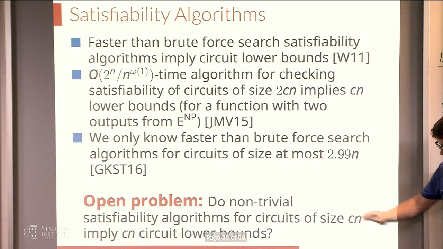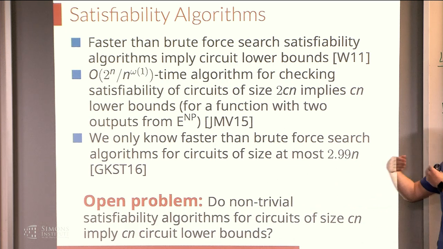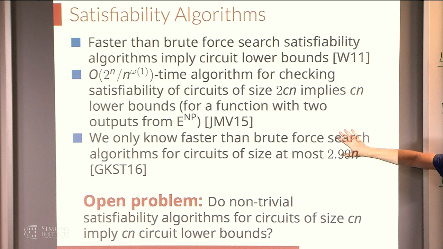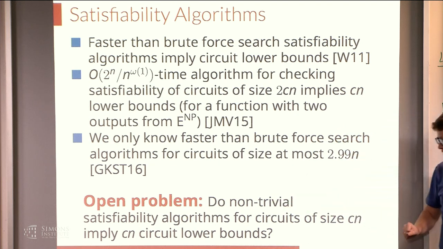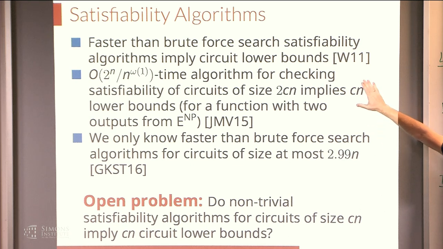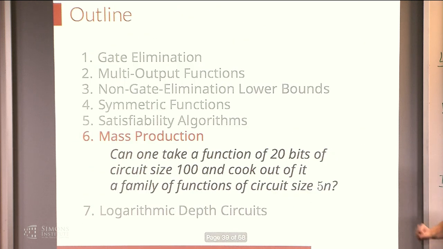And at the same time, a trivial open problem is, of course, to improve this result. But what is probably more interesting is to show that checking satisfiability of circuits of size cn in some non-trivial time implies cn circuit lower bounds. Okay, so I mean improving this result.